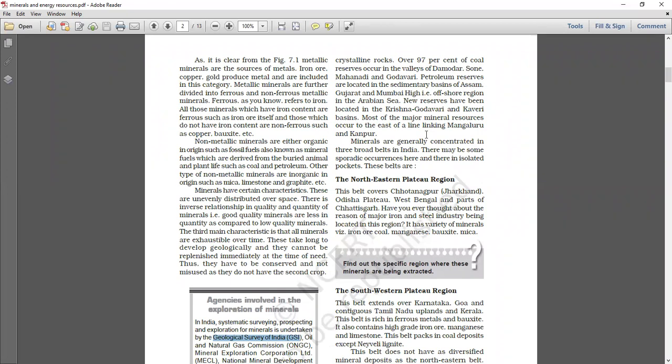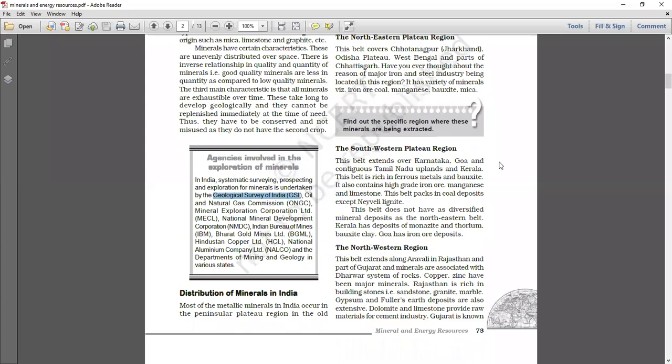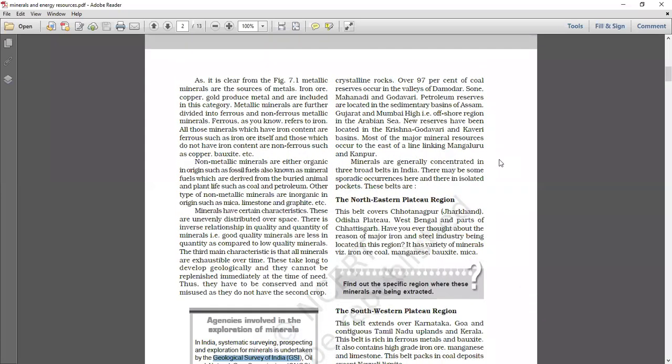Now the next thing, 97% of the coal reserves of India are in the river valleys of Damodar, Son, Mahanadi, Godavari. So here your 97% coal reserve is in only these few places. Now you can think about the uneven distribution of the minerals.